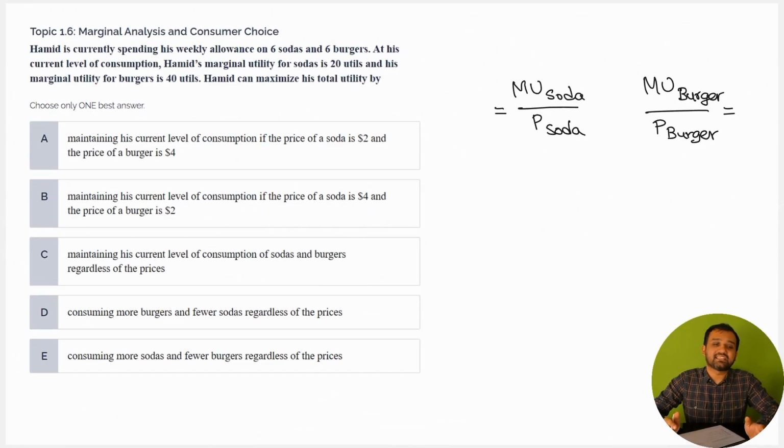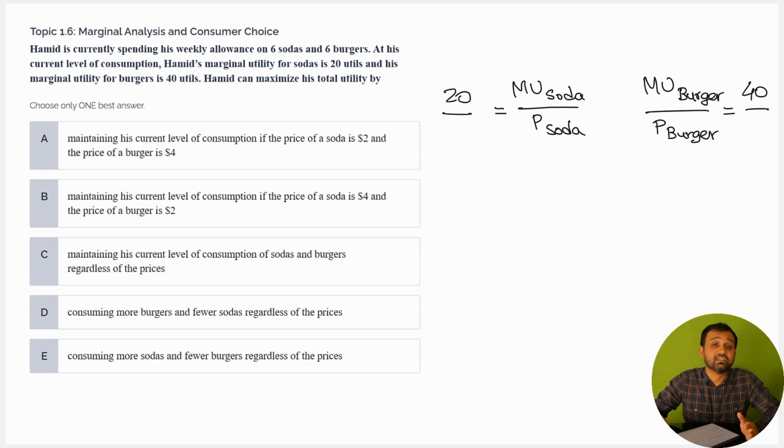In this question, we see that Hamid is trying to maximize his total utility, and he's currently buying sodas and burgers with his weekly allowance. The question is asking how Hamid can maximize his total utility based on the information provided in the question and also in the options. So let's see what is happening. Hamid is currently buying 6 sodas and 6 burgers. His marginal utility from the last soda is 20 utils, whereas his marginal utility from the last burger is 40 utils. So based on that, we don't really know whether he's maximizing his total utility or not because we do not have price information.